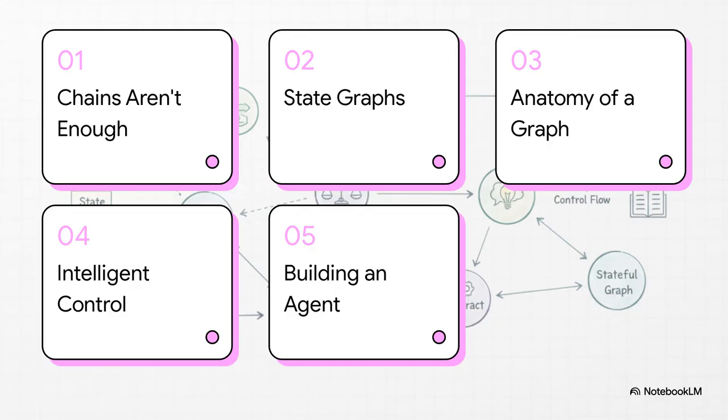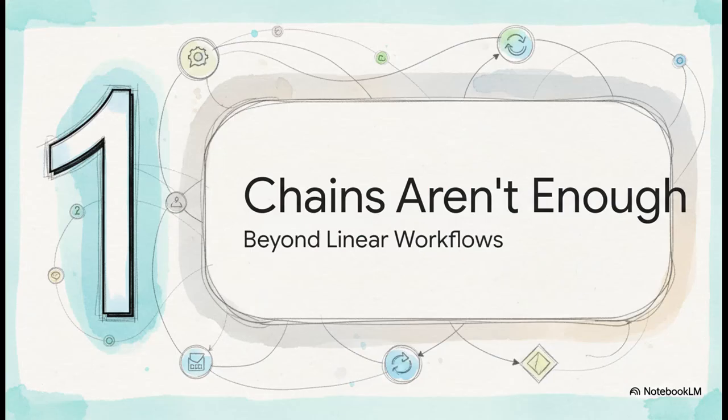So here's the plan. We'll start with why simple chains just don't cut it anymore. Then, we'll get into the heart of it, what state graphs are, and break down their anatomy. After that, we'll see how they give us intelligent control flow, and finally, put it all together to build a real agentic system. So let's get right into it.